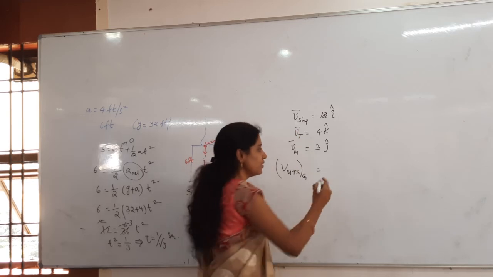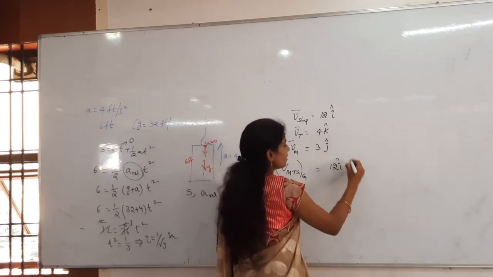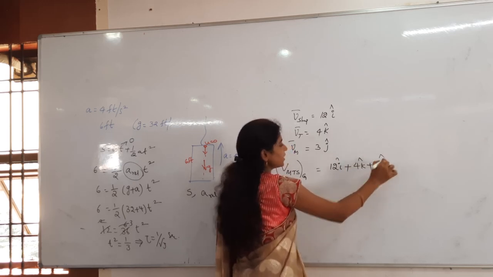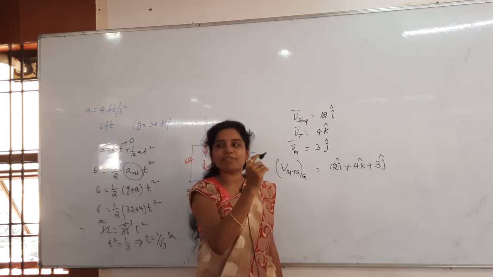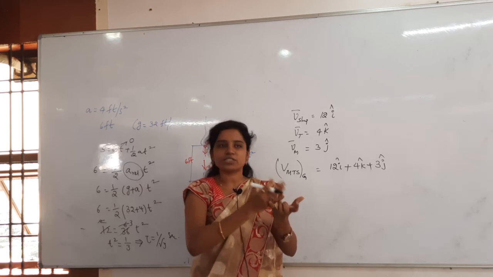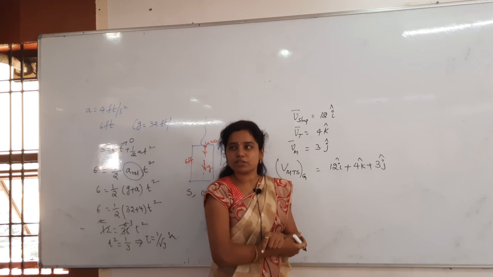3 velocities. One is the ship velocity 12 i cap, another is the truck velocity 4 k cap, another is the monkey velocity 3 j cap. He is observing only the monkey, but in reality it is having how many velocities? It is having some additional velocities, no? Because the truck is moving, the ship is moving. So this is the velocity of the monkey with respect to the ground.